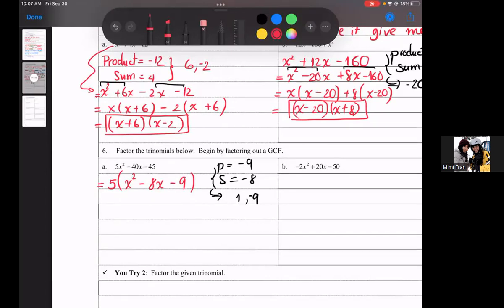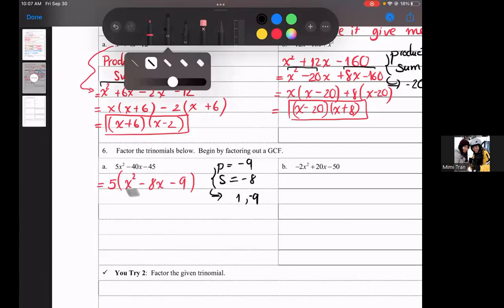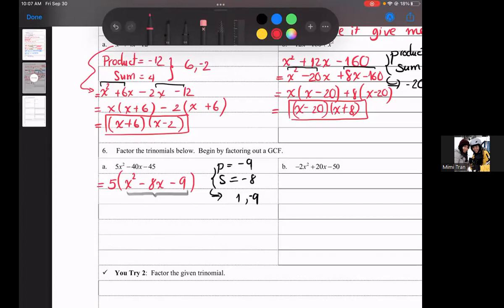By the way, I'm doing this one right here. I just ignore the 5 for now. So that will be plus 1 and minus 9. Guess and check. You can always check it back by FOILing it. And don't forget to bring down the 5.